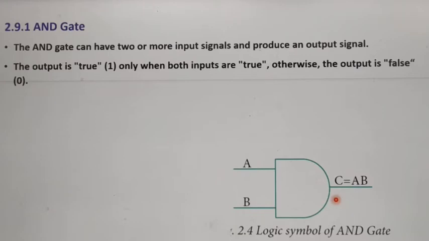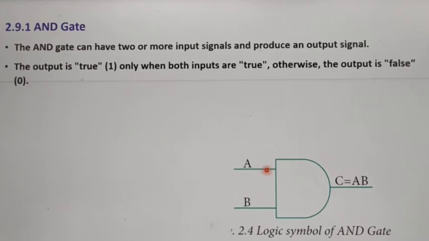First we can see about AND gate. The AND gate can have two or more input signals and produce an output signal. Here this is the symbol for AND gate. Here it is going to produce a single output. Here C is our output. A and B both are inputs. In AND gate we can have two or more than two input signals to produce a single output signal.